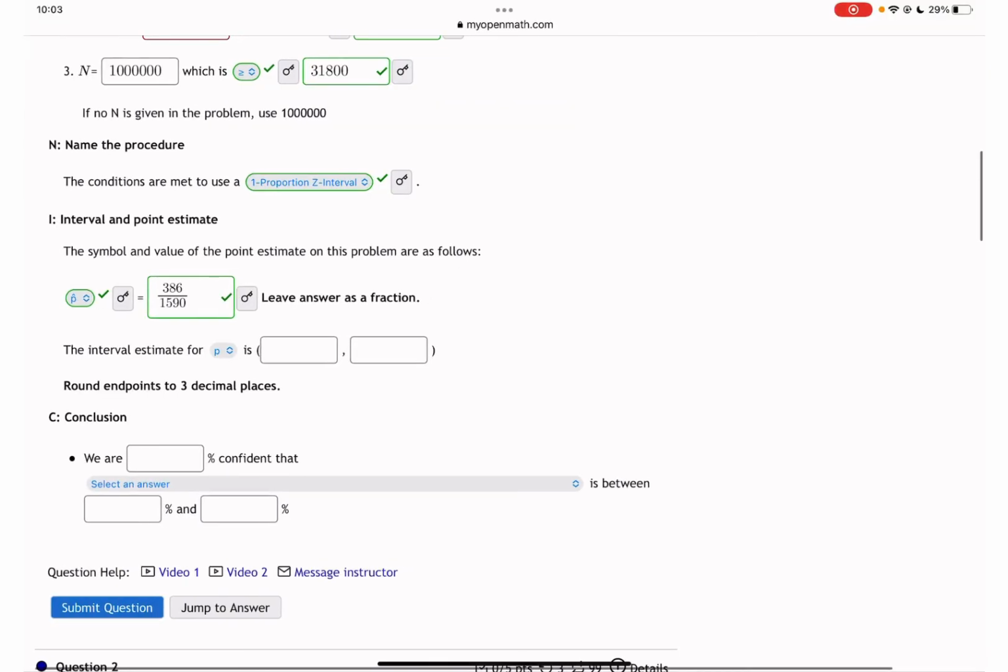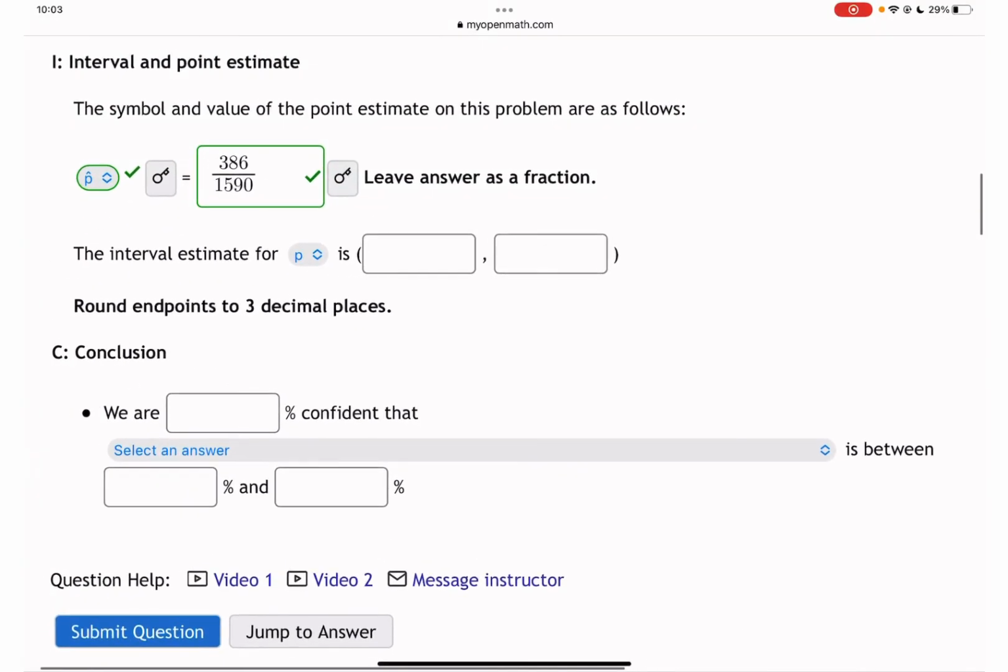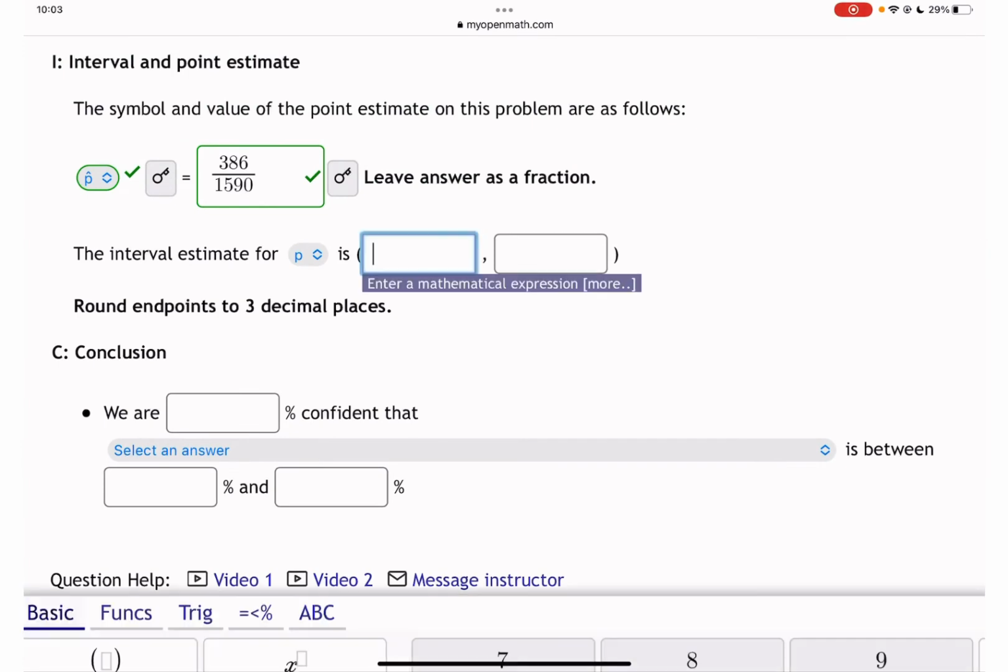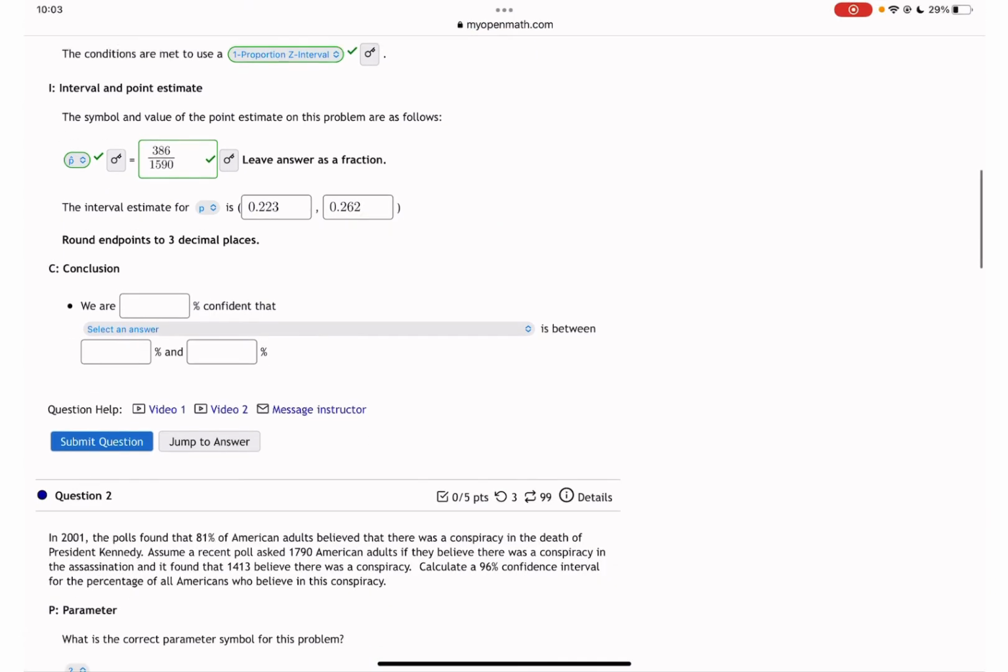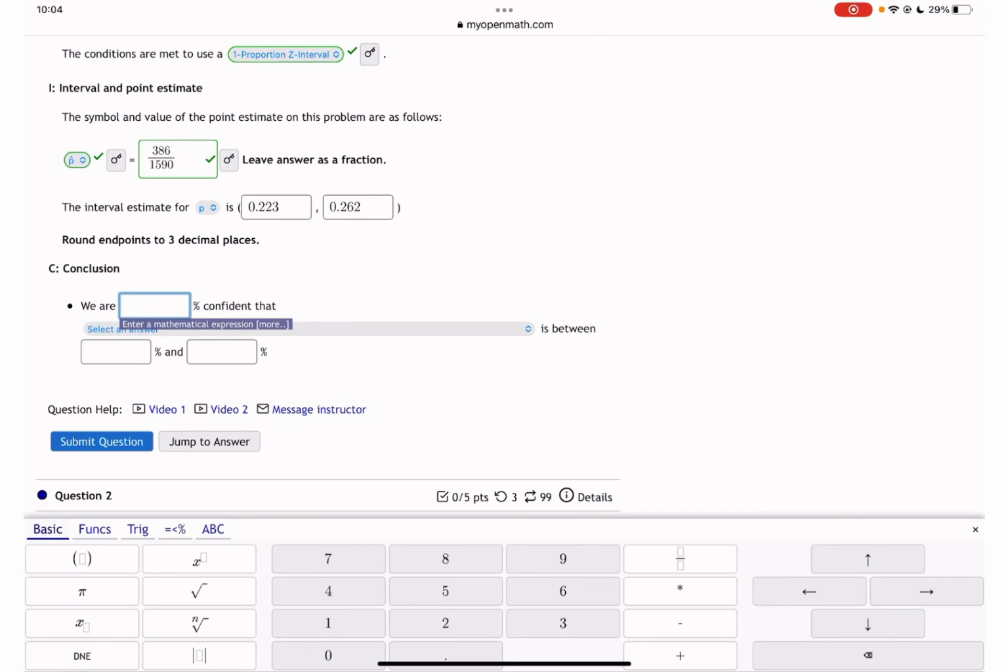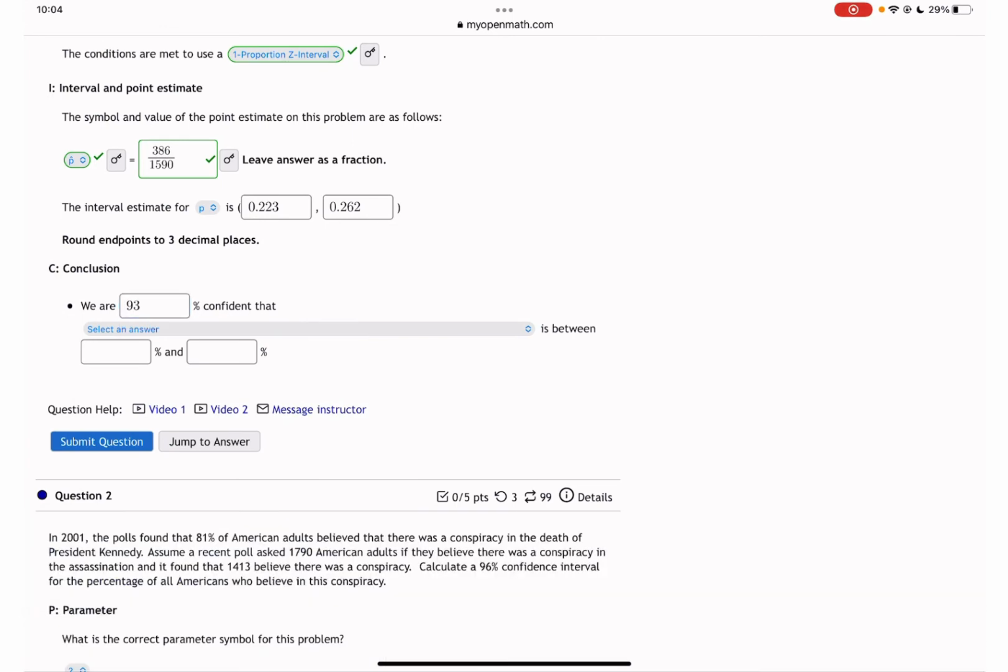Okay, let's move to our math. Oh, they want 3 decimals, so it's going to be 0.223, and here it's going to be 0.262. We have it, and we are 93% confident, because our confidence interval is 93%.